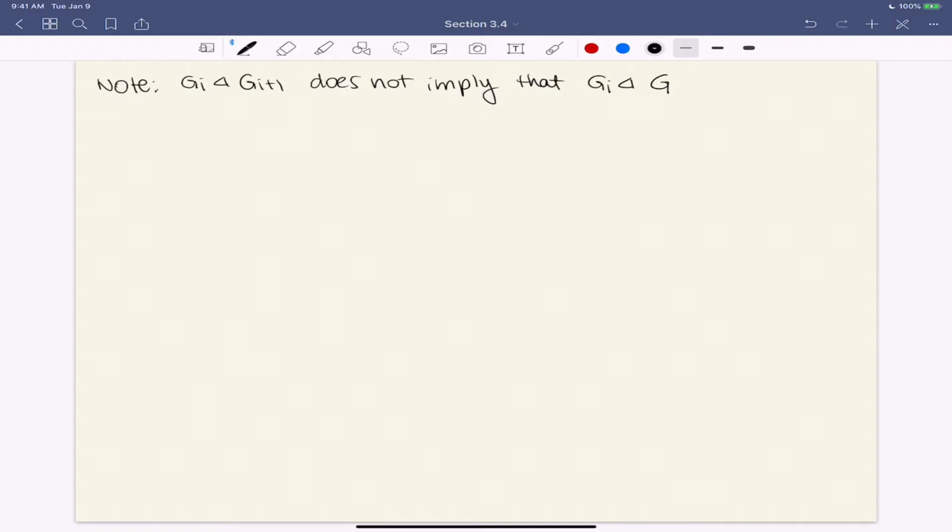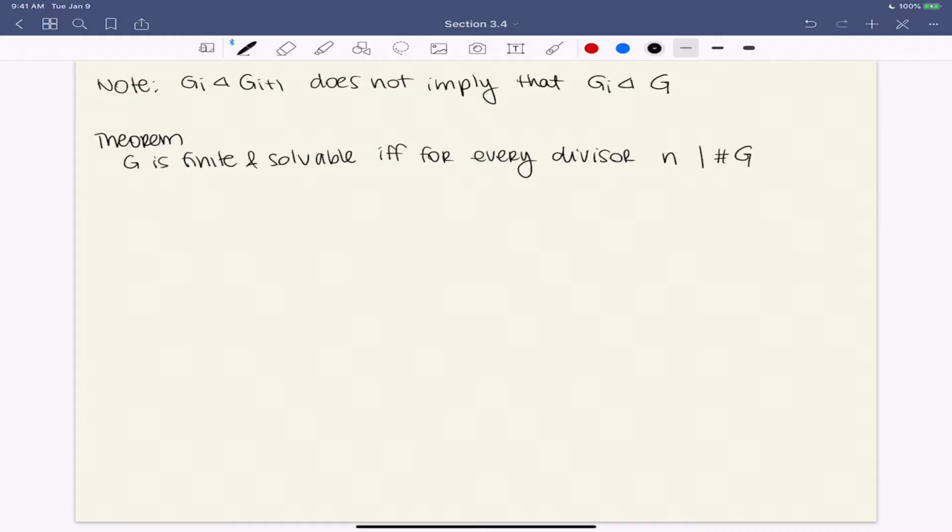Okay, so solvable groups are a huge deal, and they come up in the qualifying exams all the time. So I'm just going to end with some facts about them that you should learn and learn to love. So first, a theorem, which is more of a fun fact. G is finite and solvable if and only if for every divisor n that divides the order of G, such that the GCD of n and the order of G over n is 1, right? So n and what remains of G are relatively prime, G has a subgroup of order n.